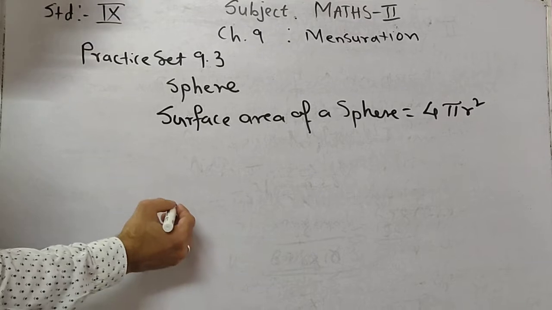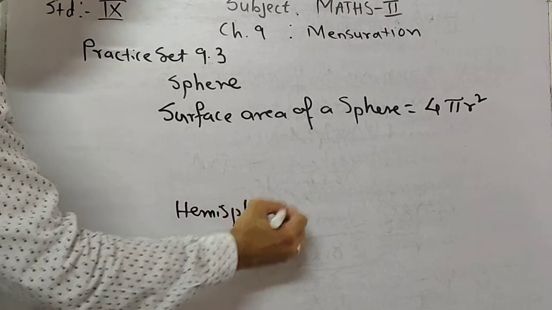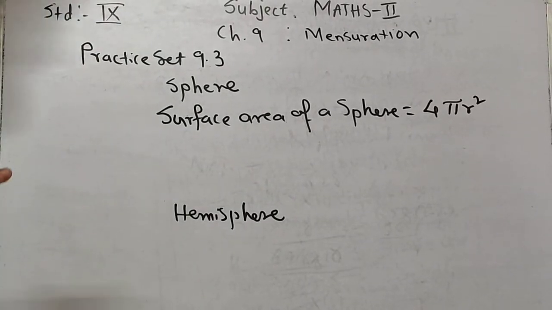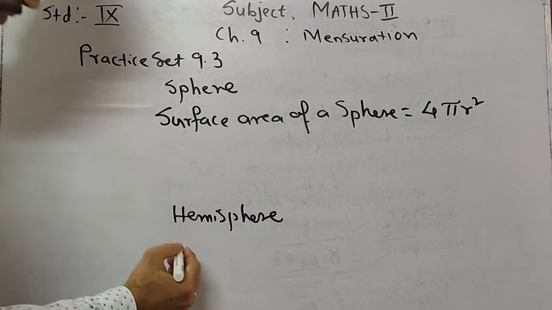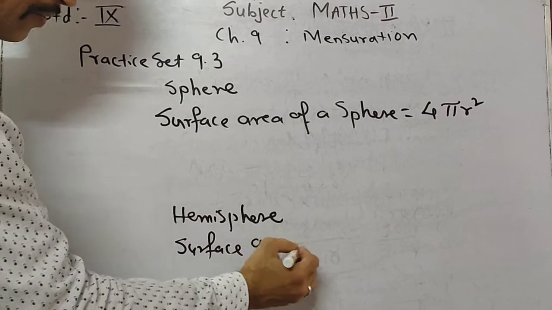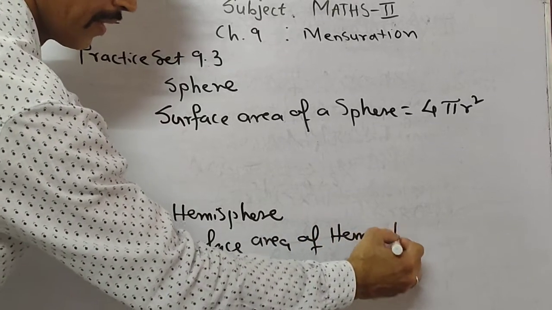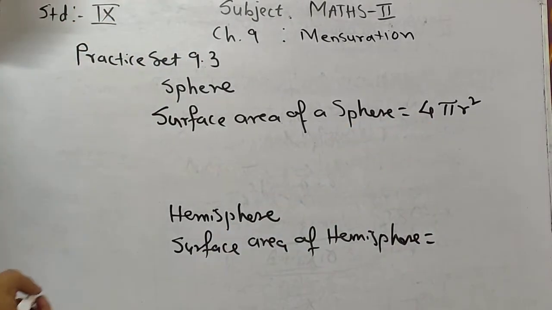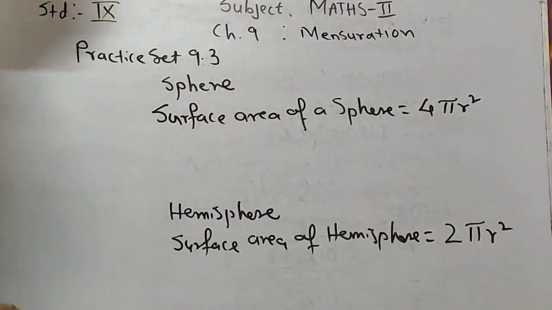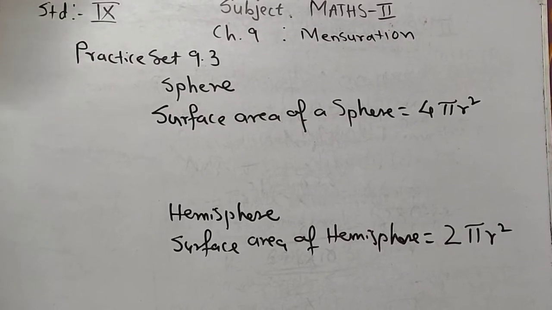For a hemisphere, which means half sphere, the surface area of the hemisphere will be 2 pi r square. Surface area of hemisphere is 2 pi r square.